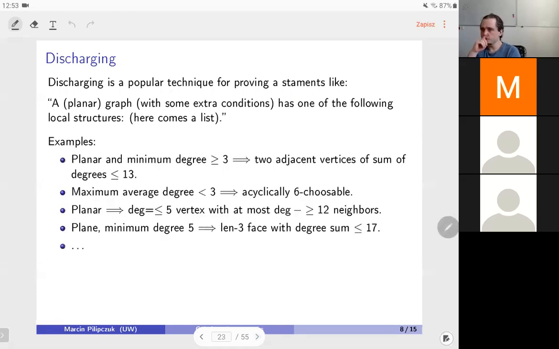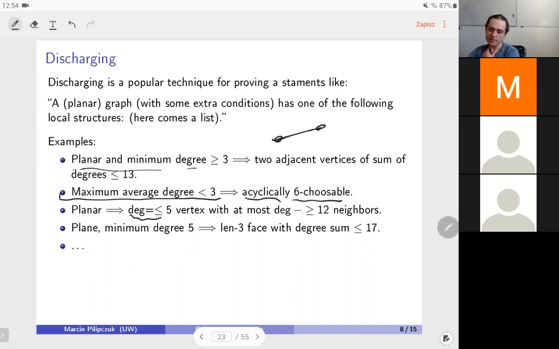I put here a few examples I found recently. Like you can prove, and this is non-trivial, in the same setting we had previously, planar with minimum degree 3, that there are two neighboring vertices with the sum of degrees at most 13. It was actually a homework in the previous edition that not necessarily planar, but maximum average degree at most 3, so any subgraph has average degree less than 3, so there's a vertex of degree 2 in any subgraph, gives 5-choosability and something called acyclic coloring, so even any 2 colors induce a forest.